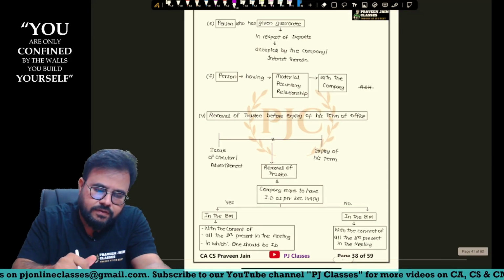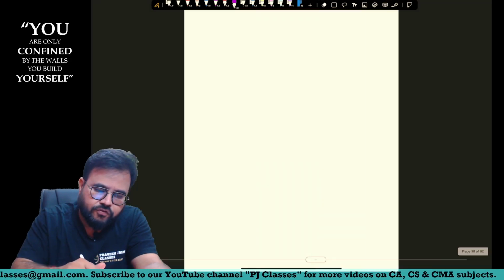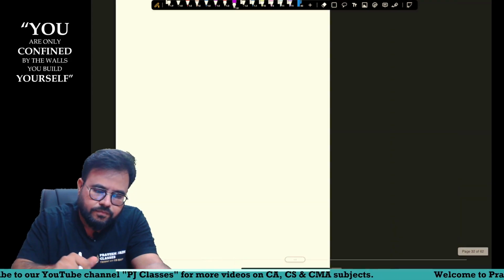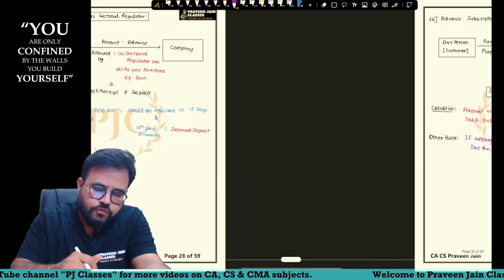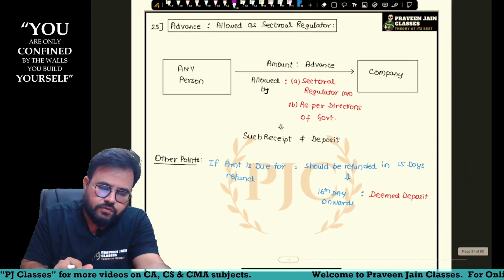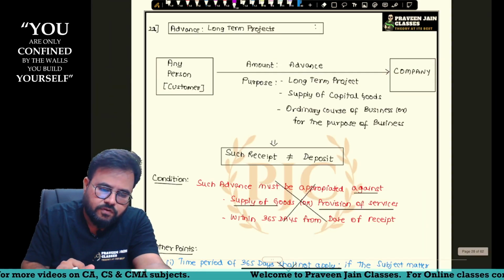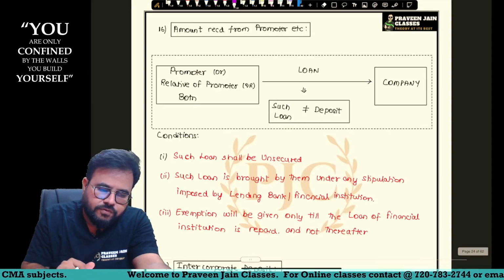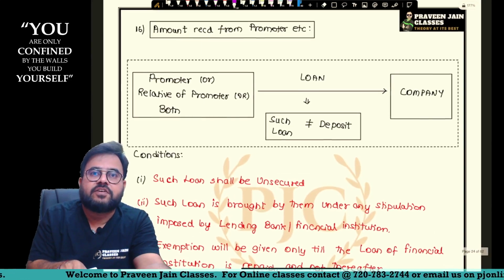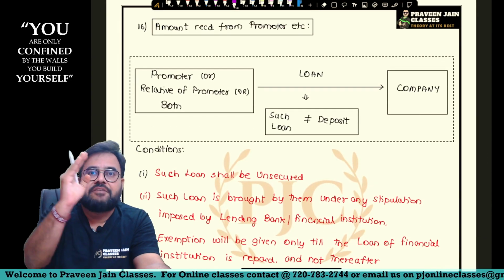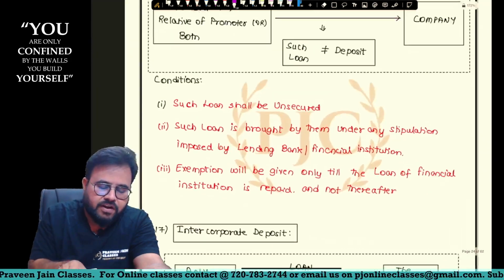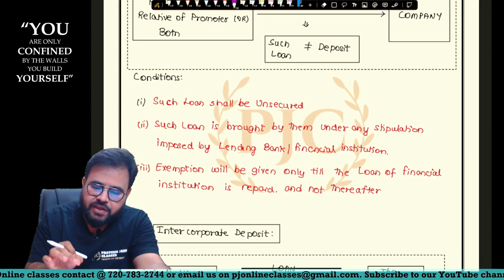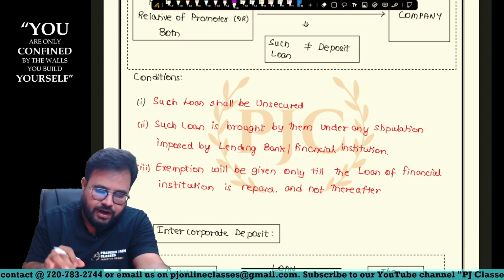So let us see the debentures point, sir. So this was a very, very beautiful question. This was asked, sir. So just now, if you can see, amount received from promoters. So a promoter giving a loan to the company, such loan is not a deposit. But what is the condition? Such loan should be unsecured. Such loan is brought under the stipulation. Exemption will be given only till the loan of the financial institution is repaid and not thereafter, sir.